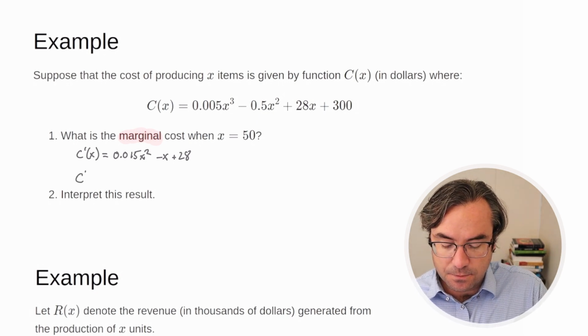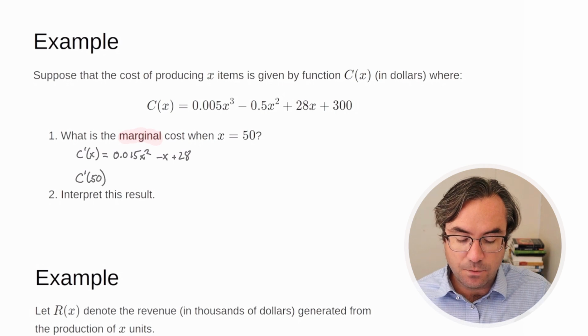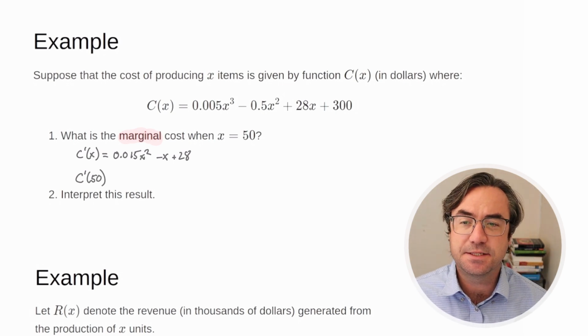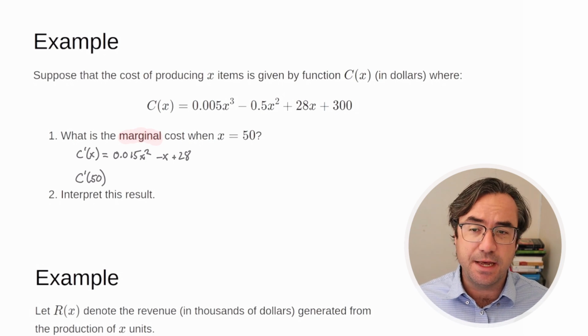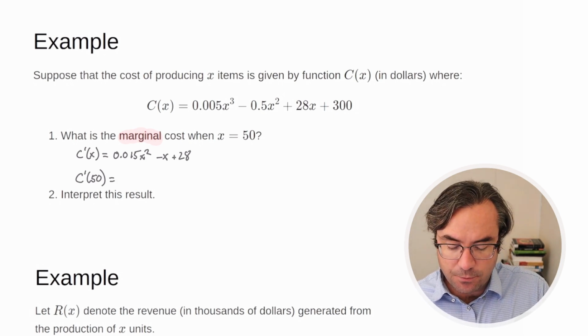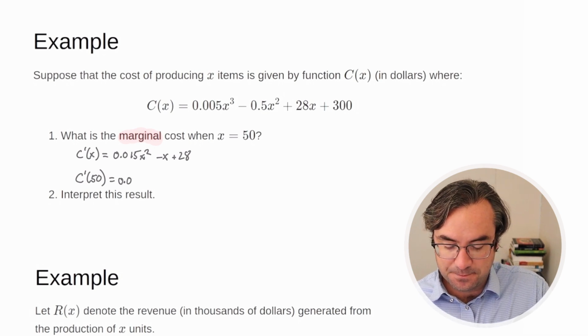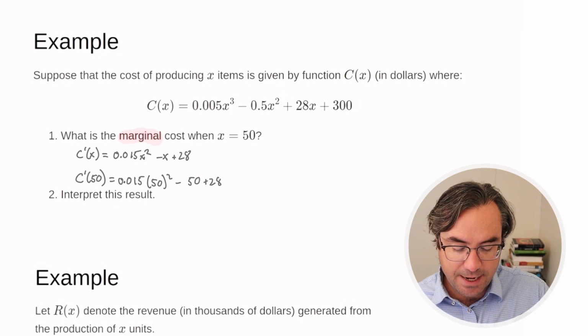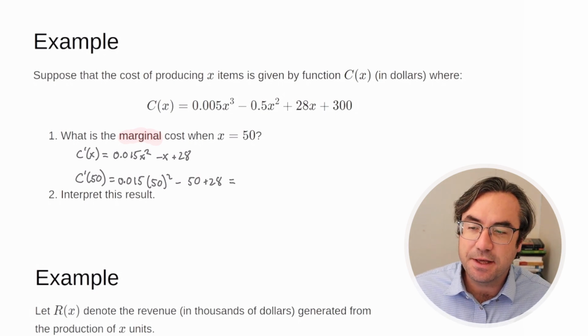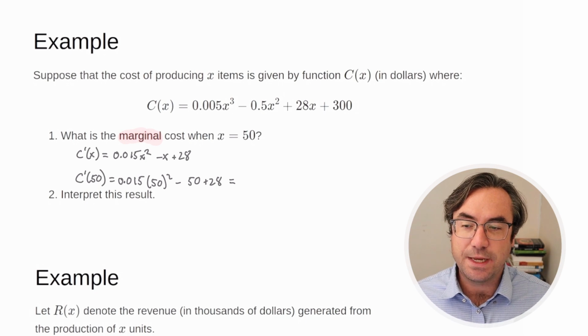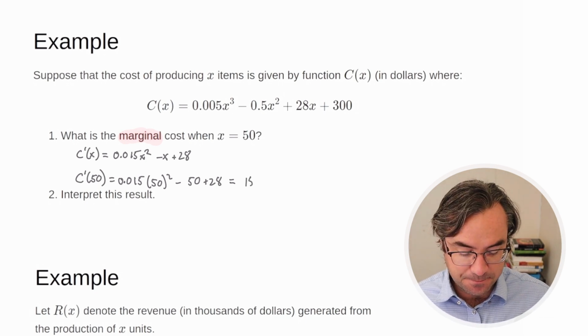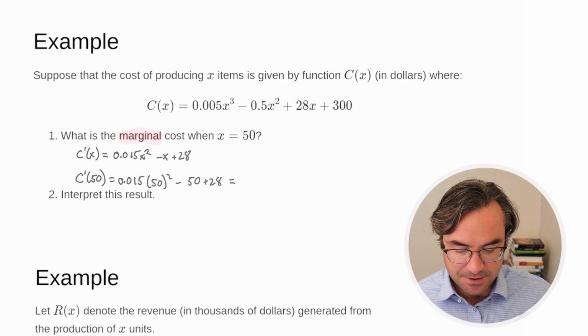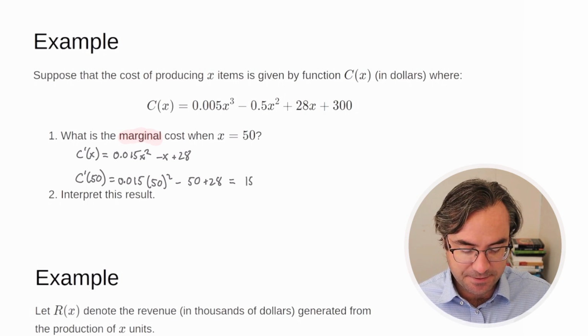And it's asking, what is this marginal cost when X is equal to 50? So we're going to plug 50 in. And when we do that, we get 0.015 times 50 squared minus 50 plus 28. And if we calculate that out, we get 15.5.